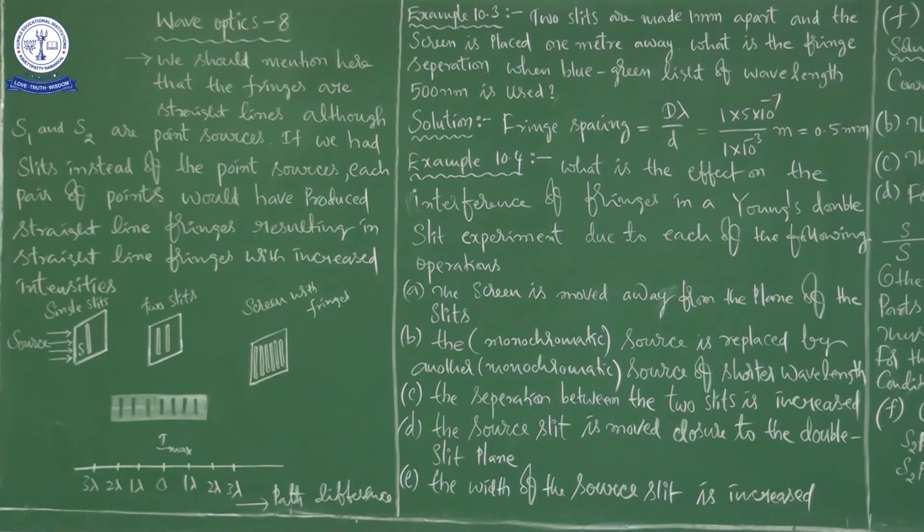You just keep in mind: if the monochromatic source is replaced by another monochromatic source of shorter wavelength, or the separation between the two slits is increased, for these two things the angular separation and the separation of the fringes will be decreased. There is also one condition. That condition we will discuss when I answer D.